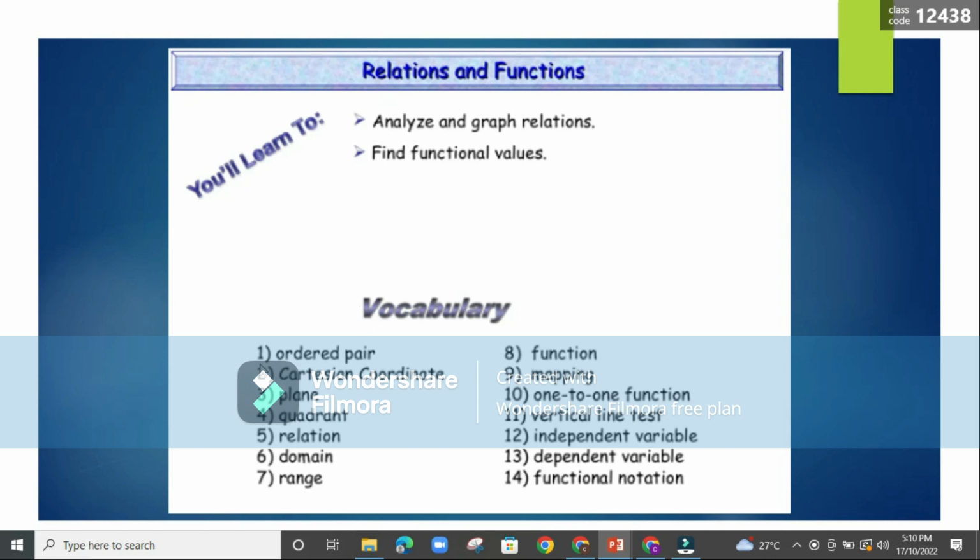We have ordered pair, Cartesian coordinate, plane, quadrant, relation, domain, range, function, mapping, one-to-one function, vertical line test, independent variable, dependent variable, and functional notation. So let's start the discussion now.